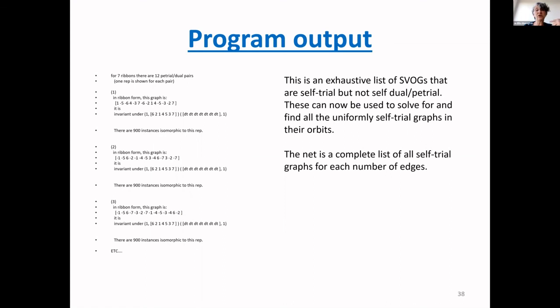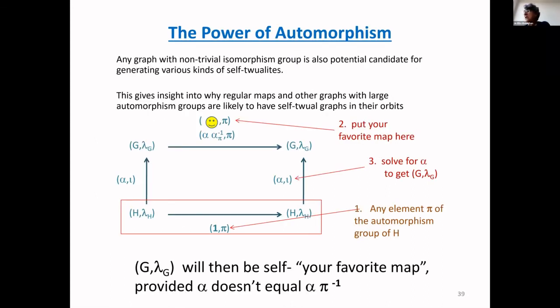And then we just did this exhaustively. The net result was a complete list of all self-trial graphs for each number of edges. I don't remember where we stopped looking at it, 8 or 9 edges, but there are tons of them. And you don't need to be up at 126 edges to have graphs with these kinds of symmetry. But why were they finding these with regular maps? Why was that such a rich hunting ground? Well, it's because those regular maps have ginormous automorphism groups, and you can use the automorphism groups to do this.